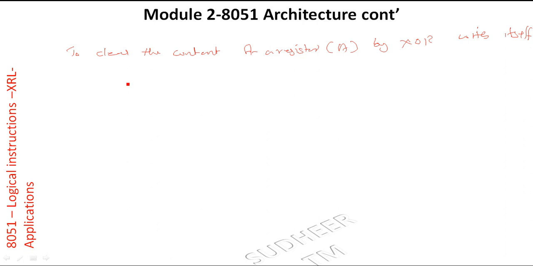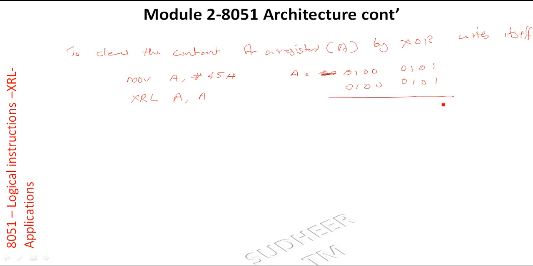For example, we have an instruction MOV A, #45H. Then we will perform XRL A, A. So what is 45? 45 content is 0100, 5 is 0101. Then XRL A will perform exclusive OR with A itself, so the source is also 0101. Let us see what will happen.